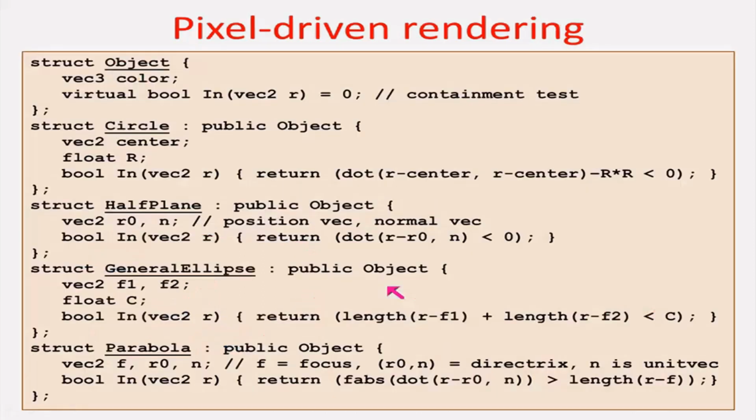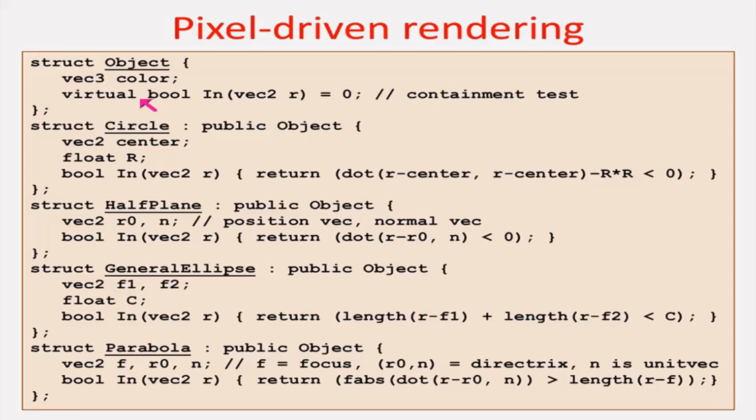Here we show the implementation of a simple pixel-driven 2D drawing package. Object is the abstract base class of all objects. It has a color, which will be copied to the pixel color if this particular object is visible in that pixel. Additionally, it has a pure virtual function called in that checks whether point R, given in the world coordinates, is contained by this object. The implementation of the in function depends on the type of the object.